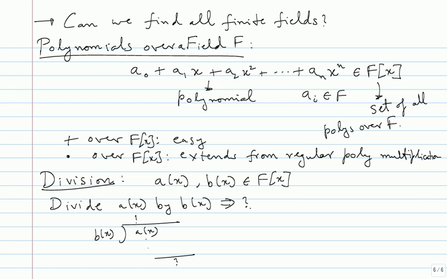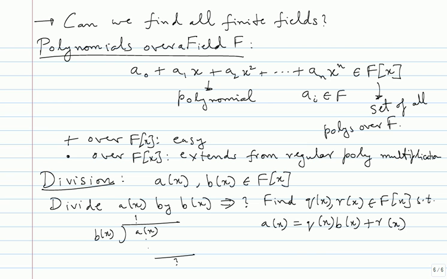A proper way of clearly writing it down is the following. Find q(x), r(x) belonging to F[x] such that a(x) equals q(x) times b(x) plus r(x). And what should be true now? Degree of r(x) should be strictly less than degree of b(x). This is what you were doing when you did long division: you were trying to find a q(x) and r(x) such that you can write a(x) in this form. This is division.